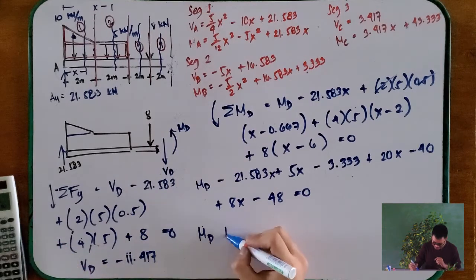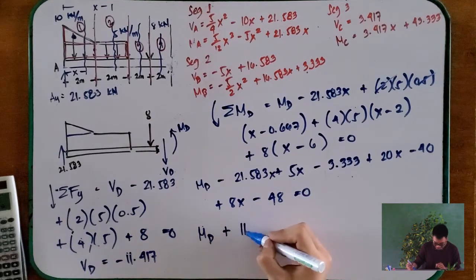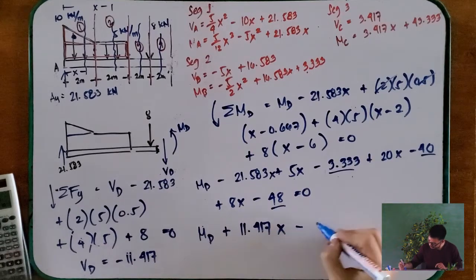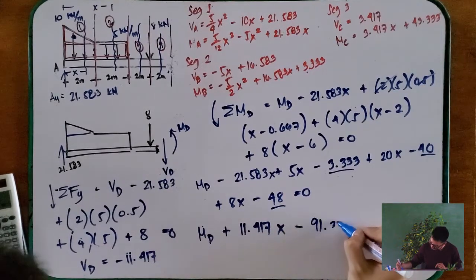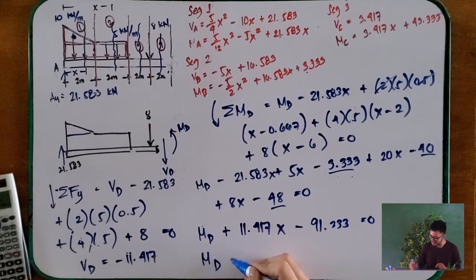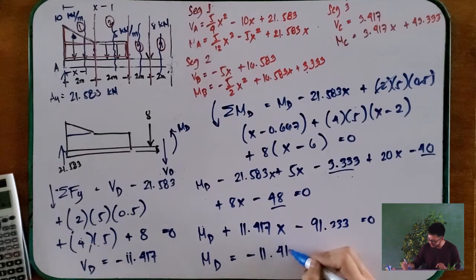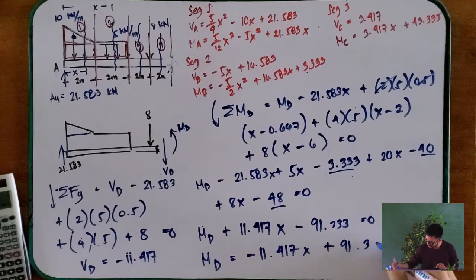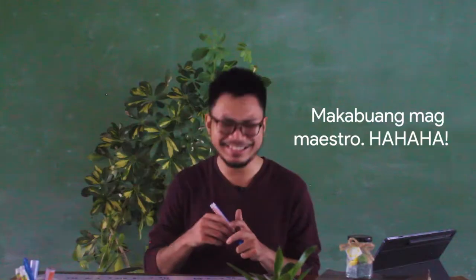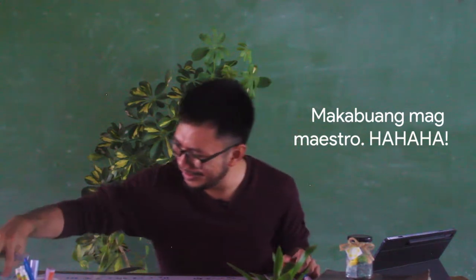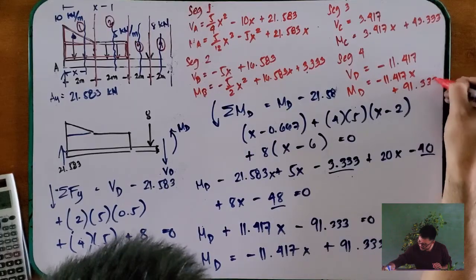So, plus 11.417x negative 91.333 is equal to 0. So, your MD is equal to negative 11.417x plus 91.333. Okay. We have not graphed yet, so we still have to graph it.